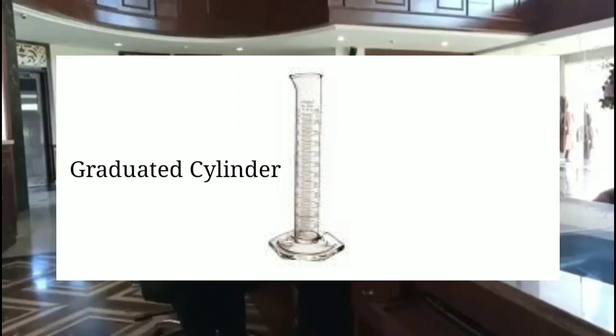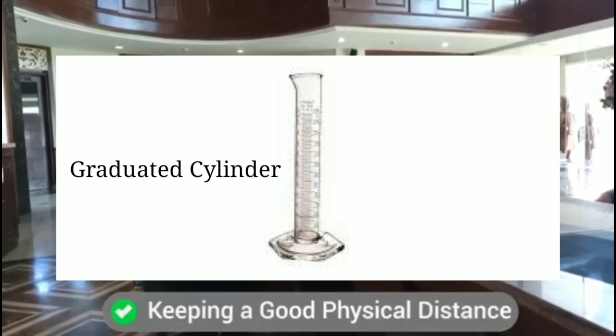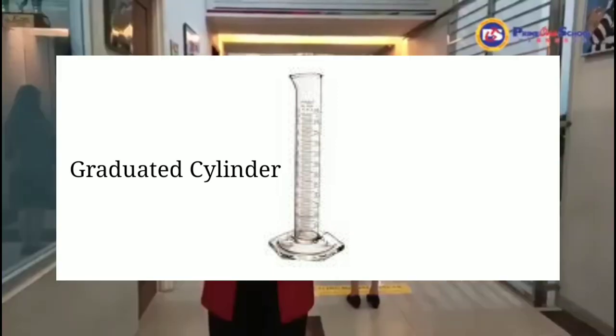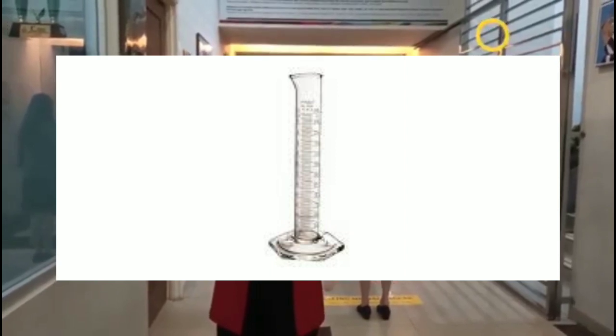This is a primary measuring tool for the volume of a liquid. There are several markings up and down the length of the container with specific increments. Graduated cylinders come in many sizes. The smaller they are in diameter, the more specific the volume measurements will be.